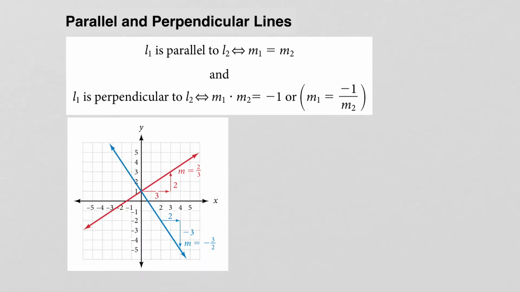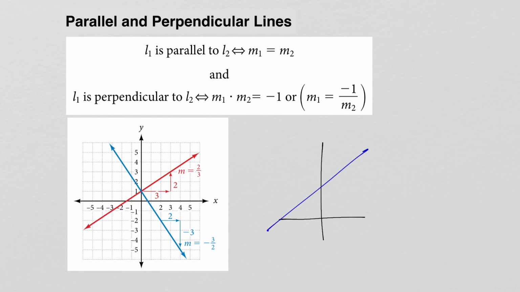Next, let's talk about parallel and perpendicular lines. If two lines are parallel to each other, their slopes are the same. So if line 1 is parallel to line 2, the slope of line 1 will be equal to the slope of line 2. Now, I don't have an illustration for that, but it's pretty straightforward.